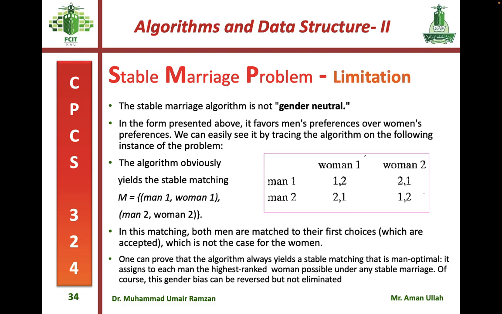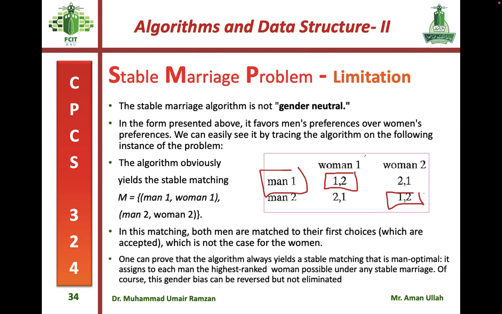Stable marriage problem limitation. The stable marriage algorithm is not gender neutral. In the form presented above, it favors men's preferences over women's preferences. We can easily see it by tracing the algorithm on the following instance of the problem. Here we have man 1 proposes to woman 1 and she agrees. Man 2 proposes to woman number 2 and she agrees. In this matching, men are matched to their first choices, which are accepted, but it's not the case for the woman.